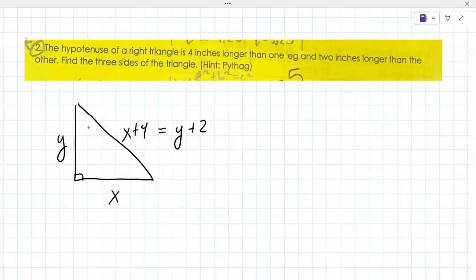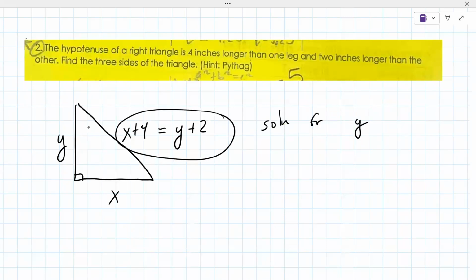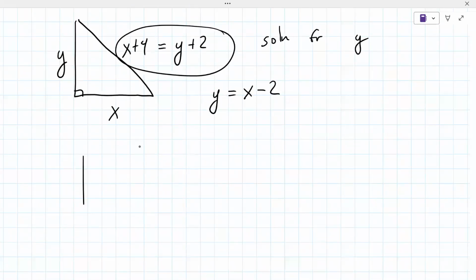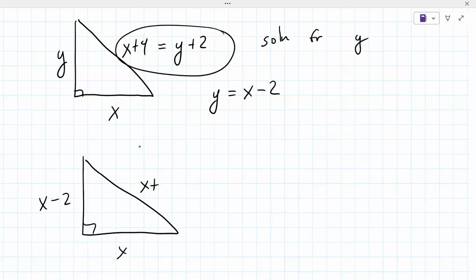Is that okay? Yeah, I get that. Okay, so one of the things here is that we can't have more than one variable when we're doing the Pythagorean theorem. So we basically want to solve this equation for y. So y ends up equaling x minus 2, if you move the 2 to the other side. So our new triangle is now x, x minus 2, and x plus 4.